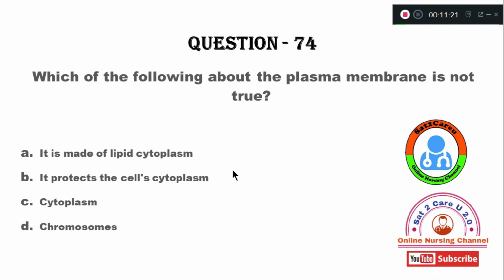Question number 74. Which of the following about the plasma membrane is not true? Option A, it is made up of lipid. Option B, it protects the cell cytoplasm. Option C, it is made up of cytoplasm. Option D, plasma membrane is a chromosome. So here, which of the following is not true? The not true statement is option D. It contains most of the cell's DNA. The answer is option D.